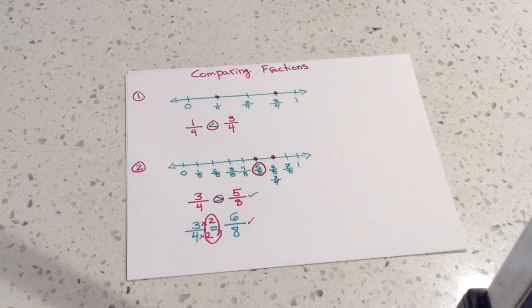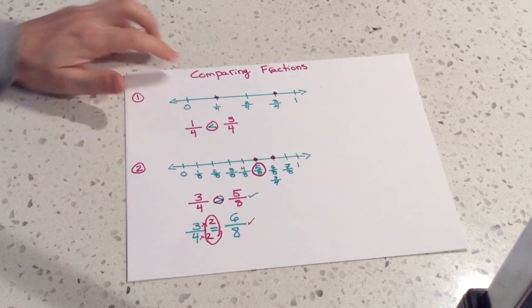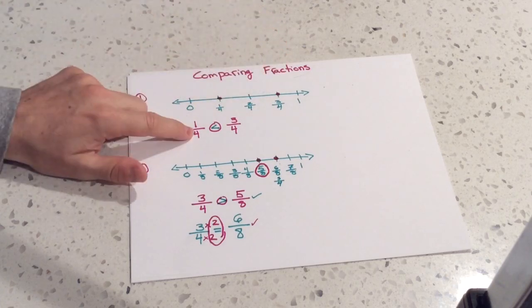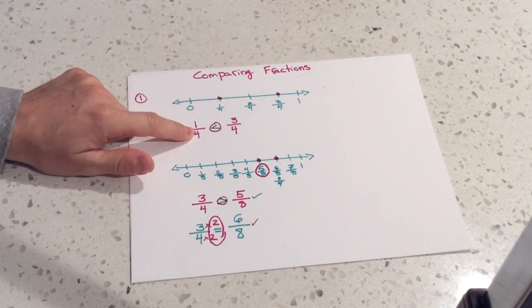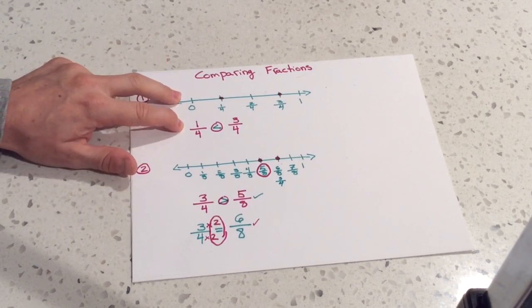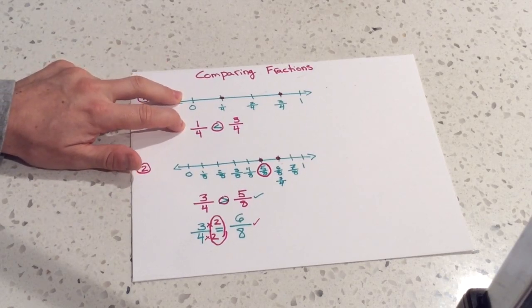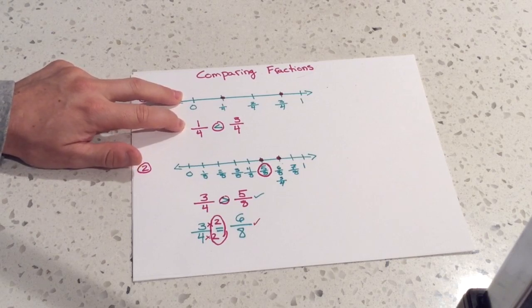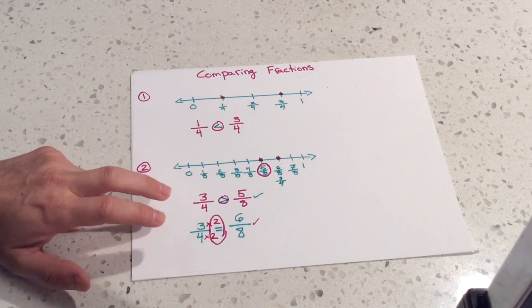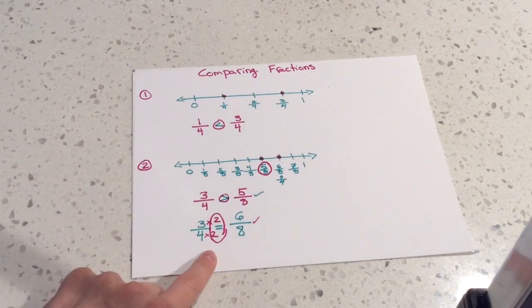So let's review. You're going to have two responsibilities for each question. You need to place the points on the number line, then you need to select the true statement, the true comparison. Sometimes the denominators will be the same, and you don't need to find an equivalent fraction. Other times the denominators will be different, and in that case you do need to find an equivalent fraction.